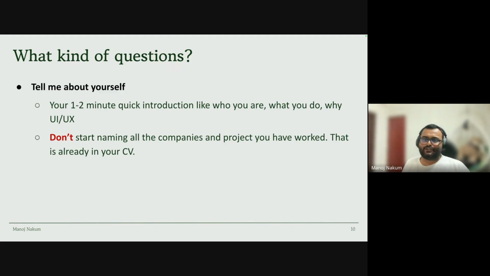But I would say don't start with, okay, I started my journey as an intern, then here and there. All of these things are available in your CV. Okay. When we say quick introduction, the introduction should be focused on who you are and what you do rather than the history of the company.